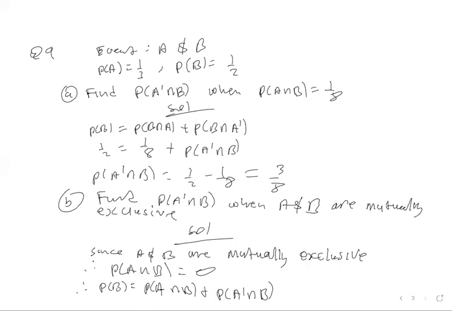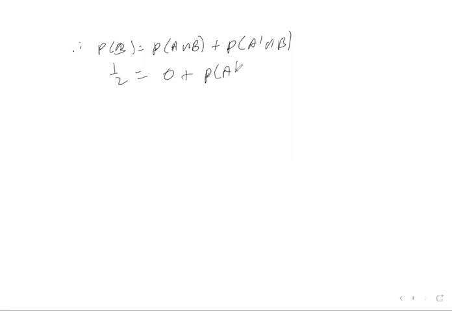So we are saying that probability of B is equal to probability of A intersection B plus probability of A complement intersection B, isn't it? Because the two events are mutually exclusive, probability of B is known as half. It means this term will be 0, plus probability of A complement intersection B. So that probability of A complement intersection B is also half. Then you can go to C.